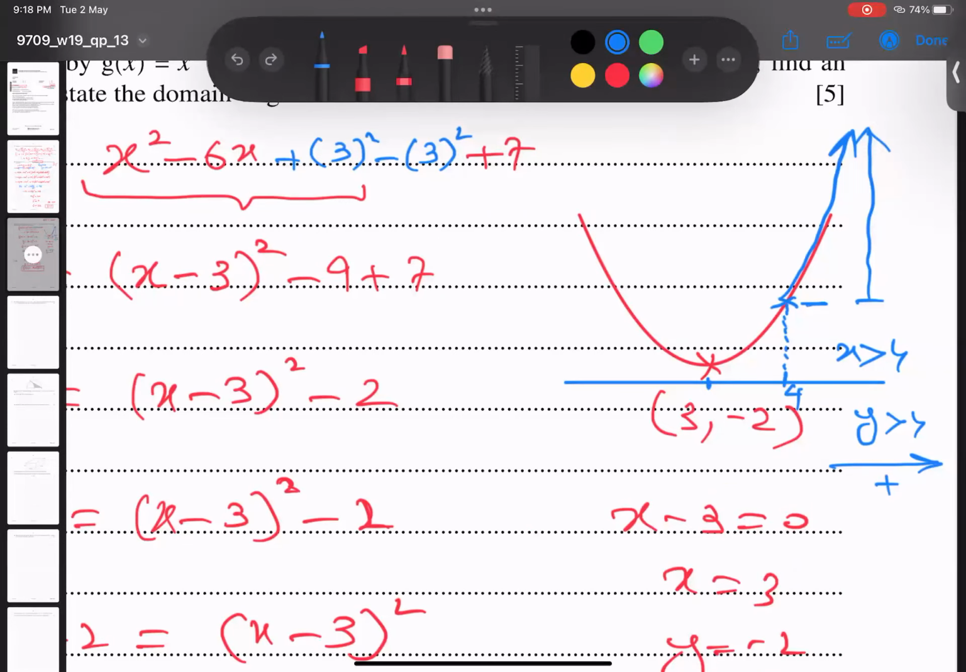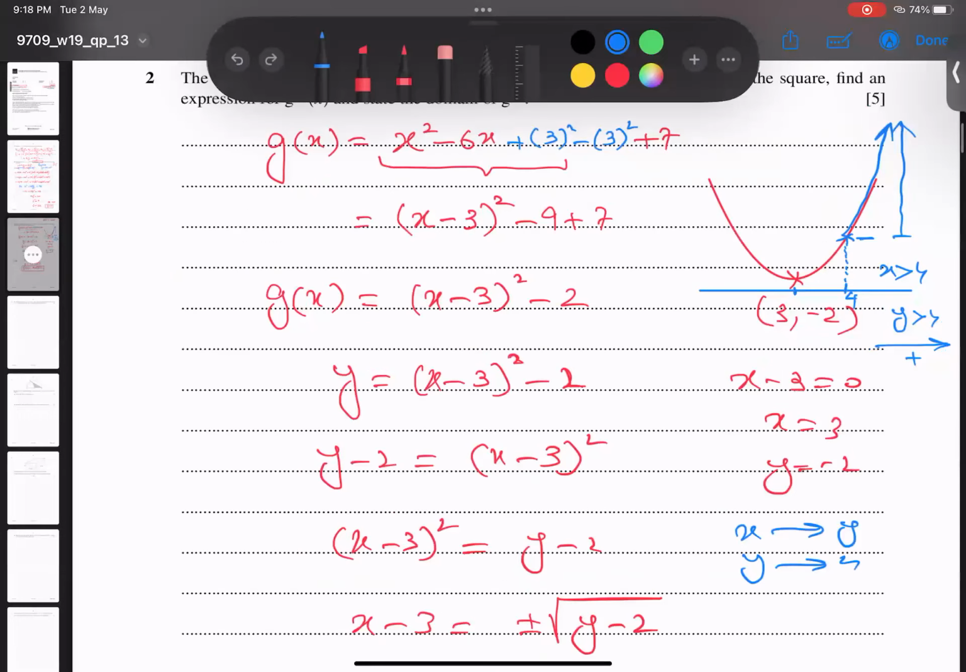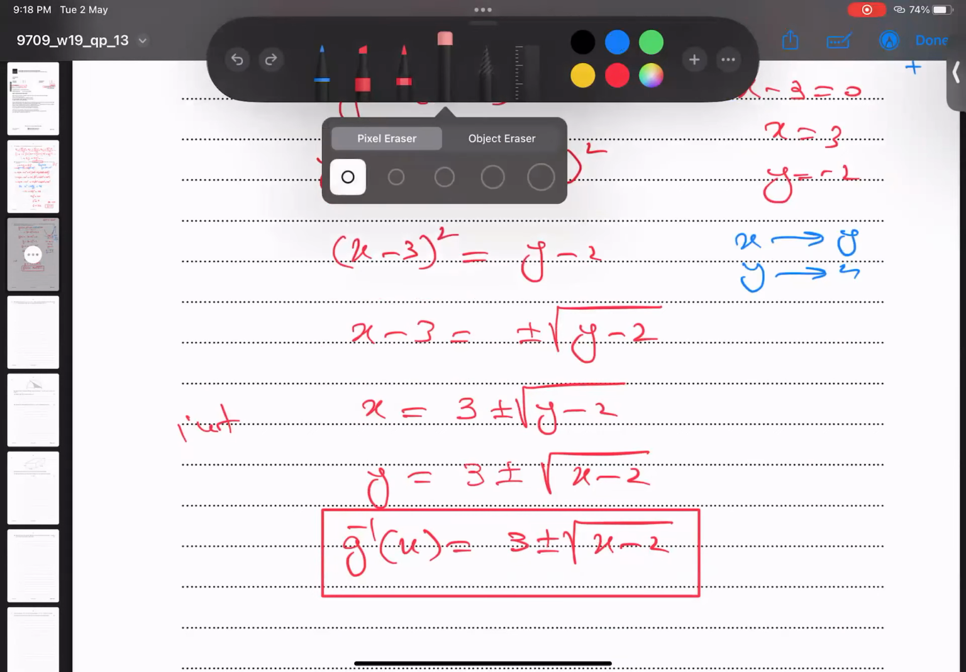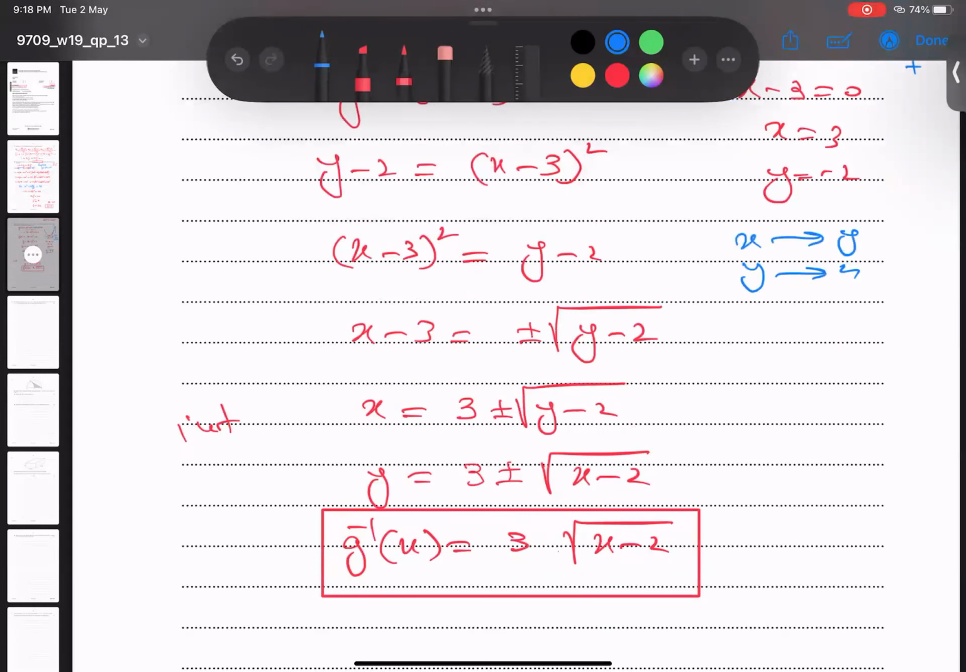I will put a plus sign. Where? This plus sign. Here, plus sign. I hope you got my point very clearly. So this plus sign and minus sign depends upon what? It depends upon the graph.